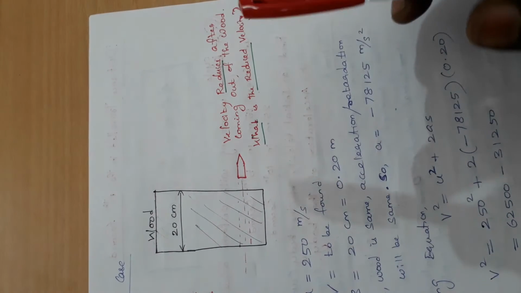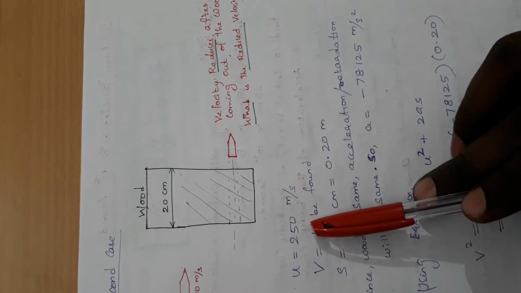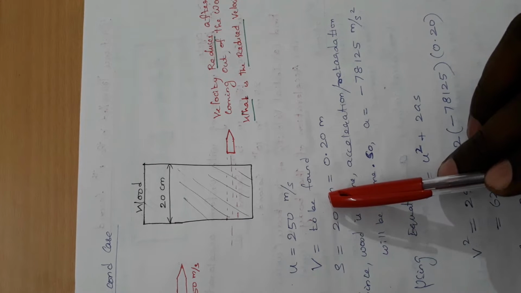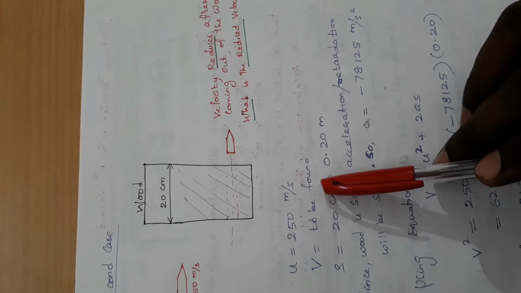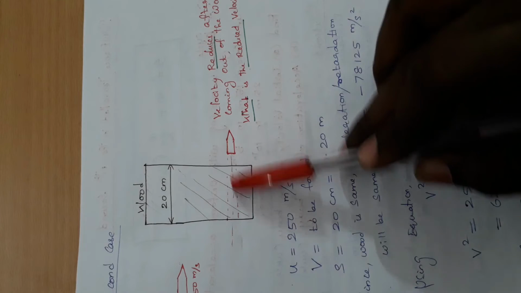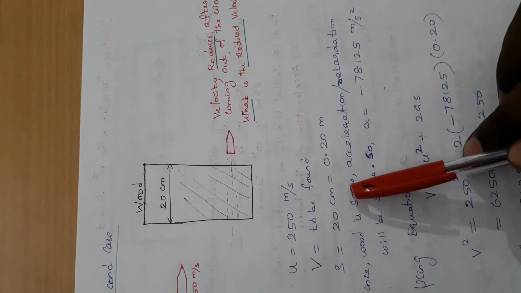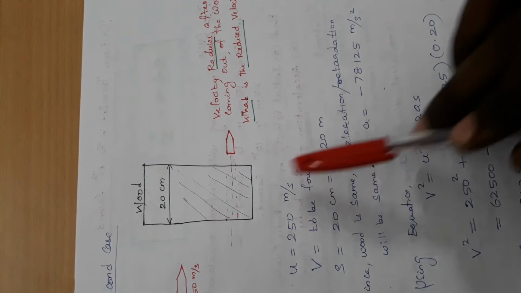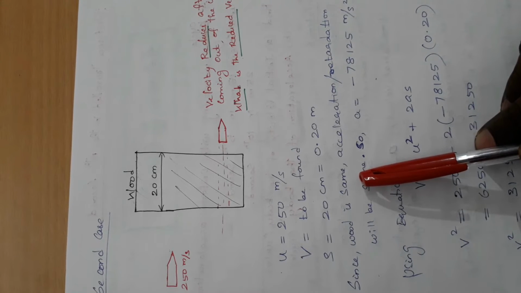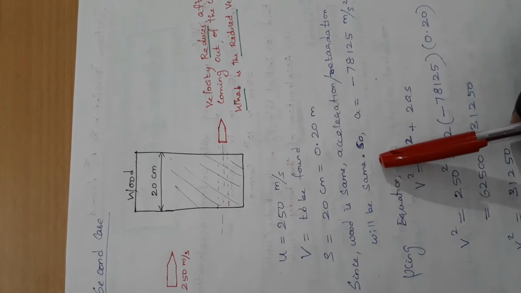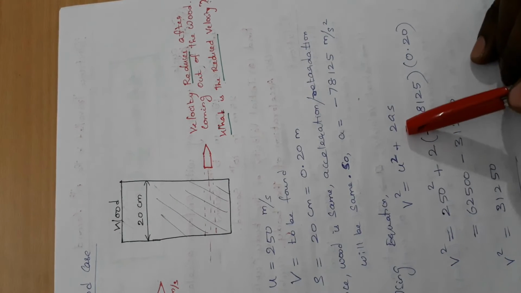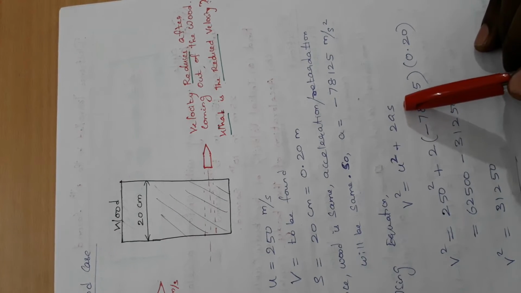Now we know u is equal to 250 meters per second. v is to be found, the velocity with which the object is moving, and s is equal to 20 centimeter. s is the log of wood, which is 20 centimeter. It passes through 20 centimeter. Since the wood is the same in both the cases, the acceleration and retardation will be the same. So acceleration we have to find out. v square is equal to u square plus 2as is the formula which we are going to use.